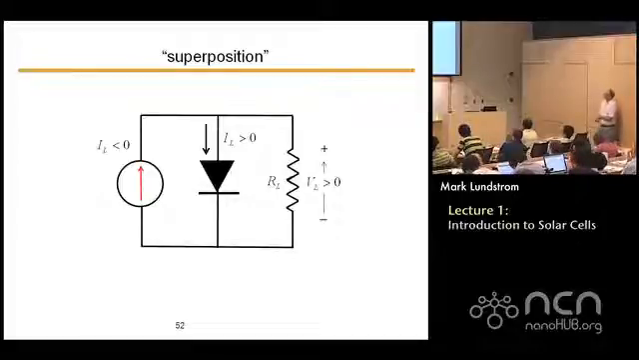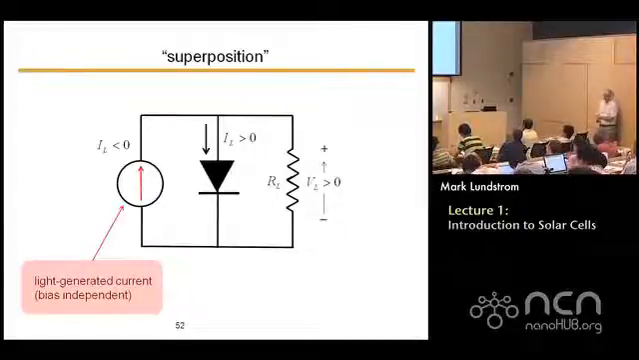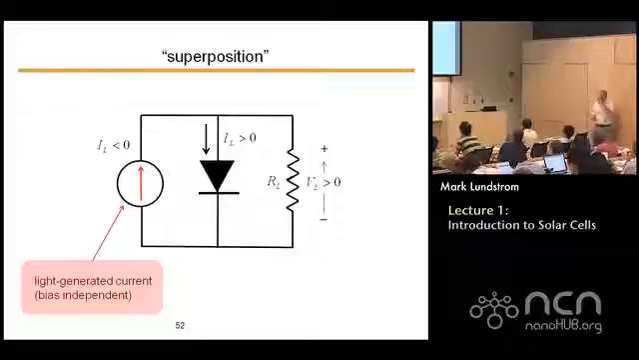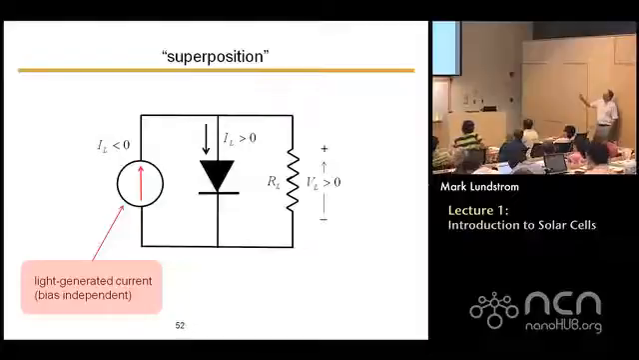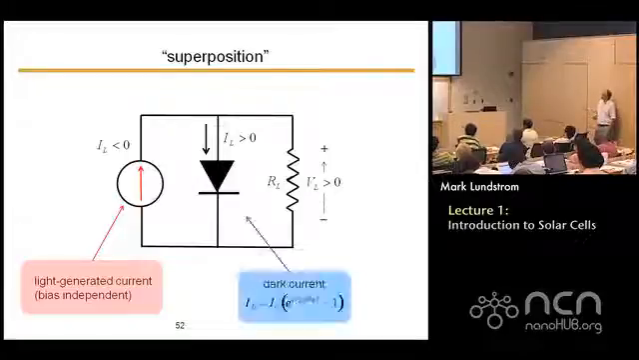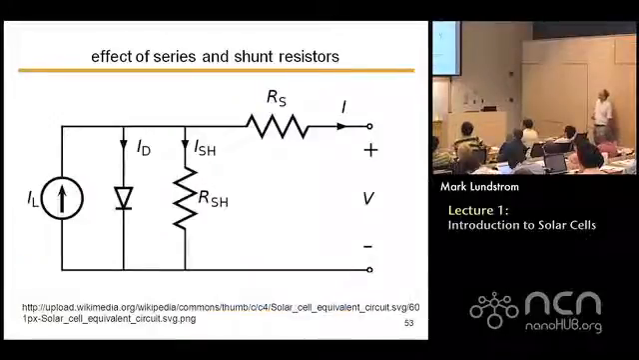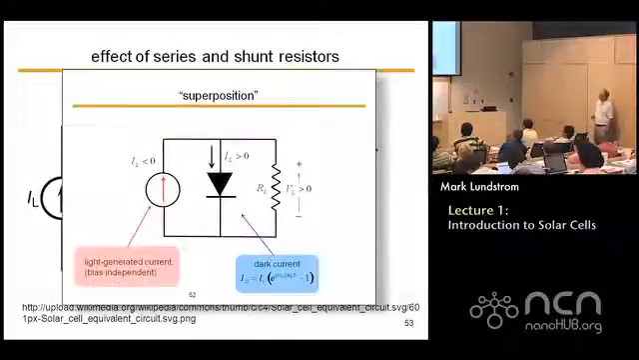Okay. So I'll just mention briefly, I told you I was going to fly through these, and I'll do it a little more slowly tomorrow. But this idea of superposition, it's not immediately obvious why this should work. So the idea is we take this light-generated current, we take this dark IV characteristic of the diode, and we just add the two, and we say that's how the solar cell works. So I'll say a little bit more about that in a minute or two.